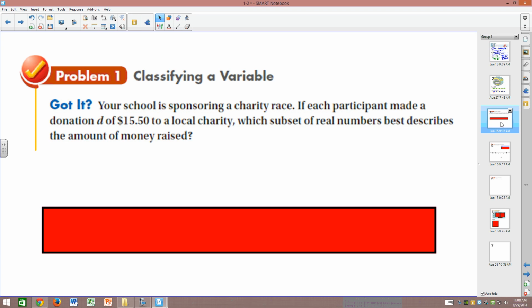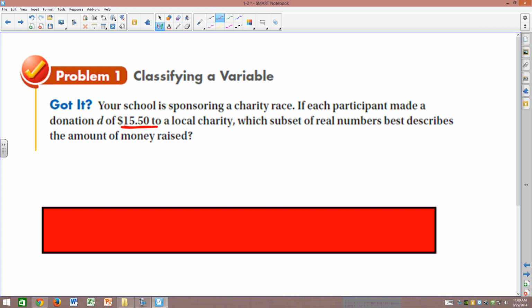All right, classifying a variable. Your school is sponsoring a charity race. If each participant made a donation of D of $15.50 to a local charity, which subset of real numbers best describes the amount of money raised? So this isn't asking how much money. No, it just says what kind of numbers. So we're using those words again. Yeah. Okay.